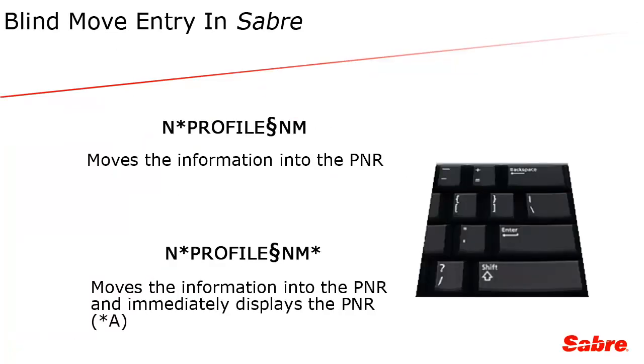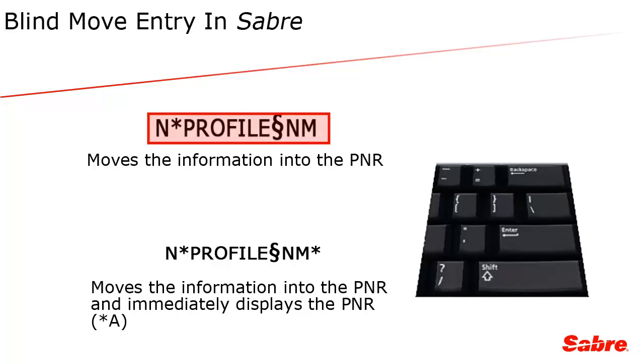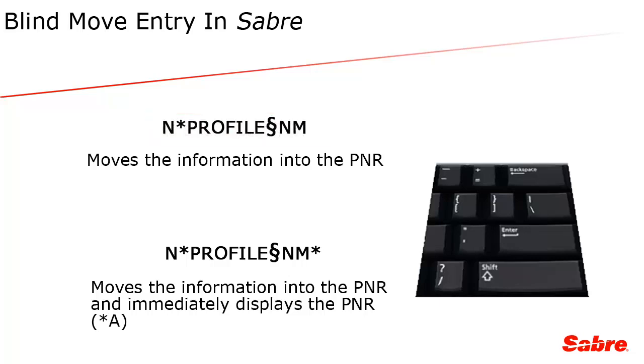The blind move entry is accomplished by typing in display, the profile name, the end item key, and NM for now move. The end item key can be found on your keyboard as the / key. Sometimes it's located above the enter key on the right side of the keyboard, and sometimes it's found below the enter key on the right side of the keyboard. Keyboards do vary, but it is mapped to the / key.